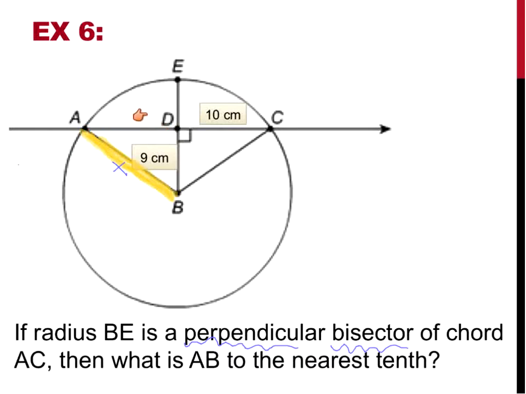What goes there? 10. If this is 10, then that is 10. They match. Why do they match? Because of these key words. Perpendicular bisector. What does bisector mean? It cuts it in half. That means this half matches this half.